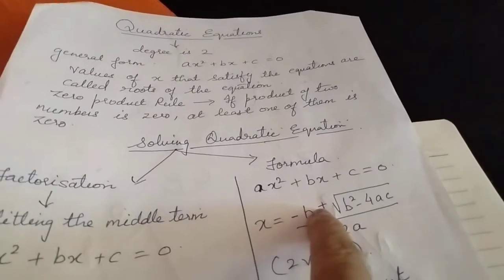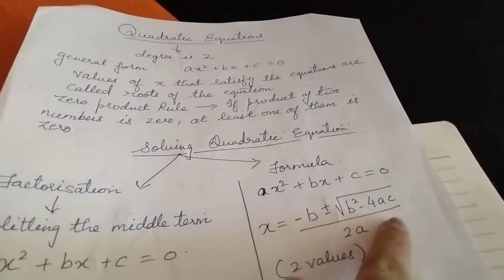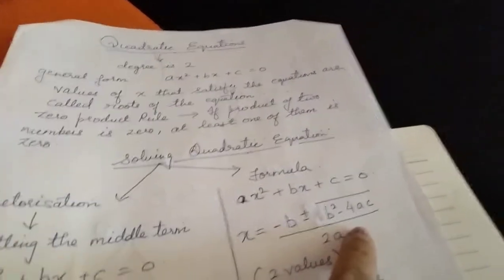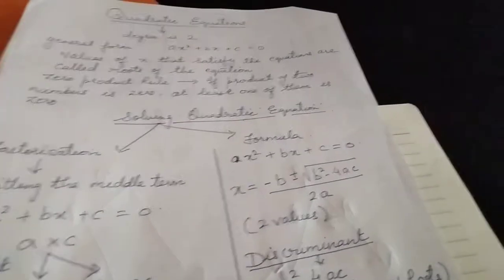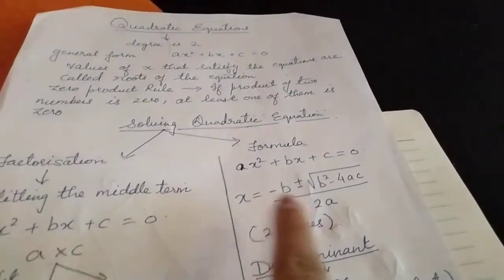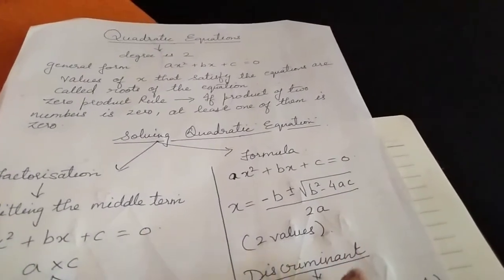For one root, we will take the plus, consider the plus sign and solve, and for the other root we will consider the negative sign and solve, so that you get two different values of x. Clear? That's it in the formula. So you have to learn the formula by heart and you have to have a practice of solving.